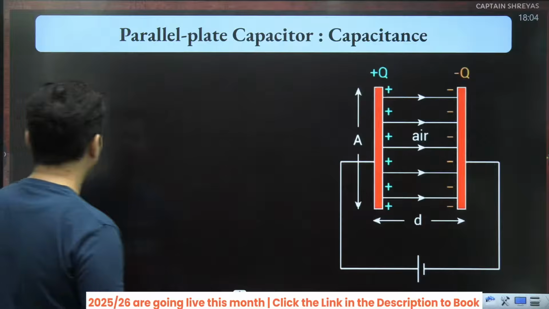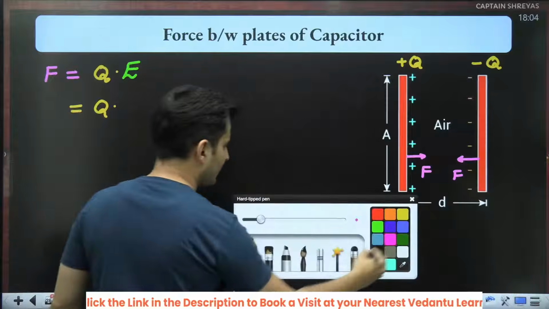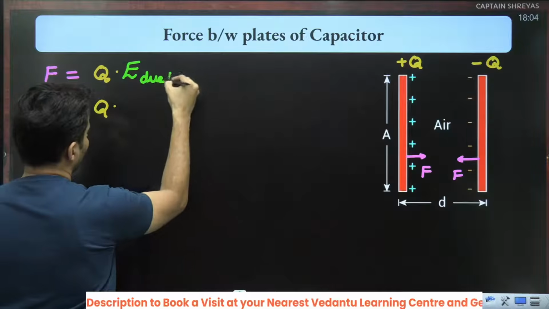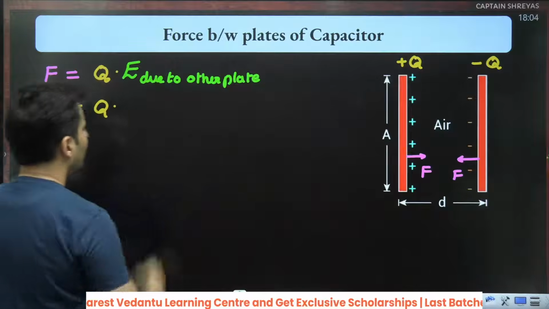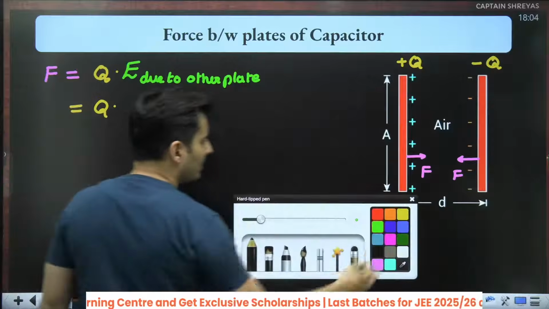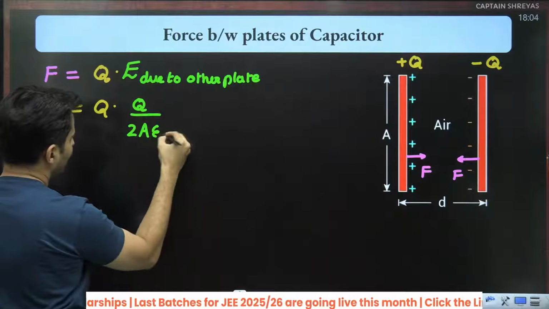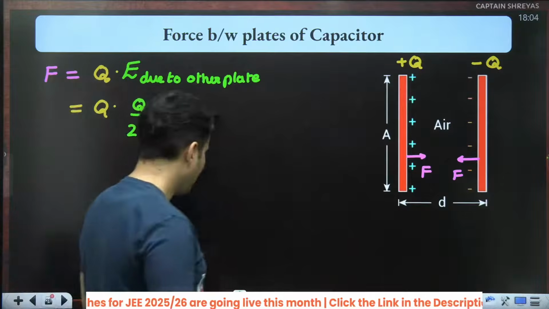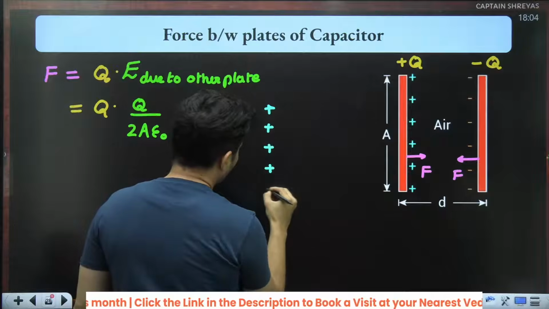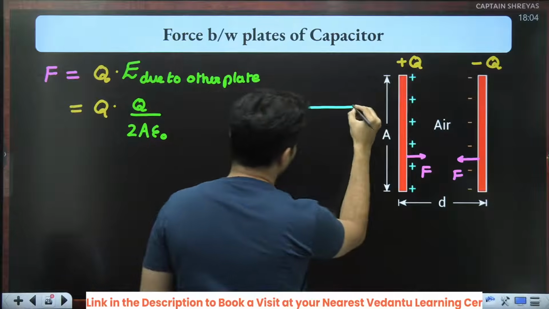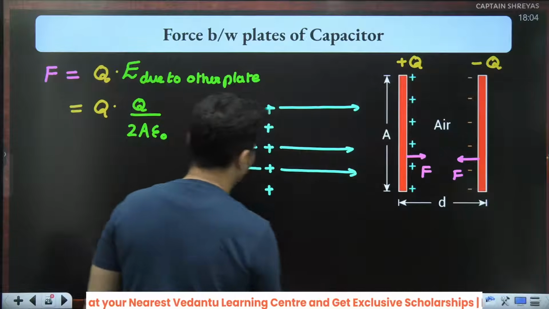So that is the reason why you will see that this field over here is due to the other plate. And when I say due to the other plate, it is not q by a epsilon naught. It is nothing but q by 2a epsilon naught. And I'll again mention that over here, just so that you are clear. This will give out an electric field like this. This will give out an electric field like this.